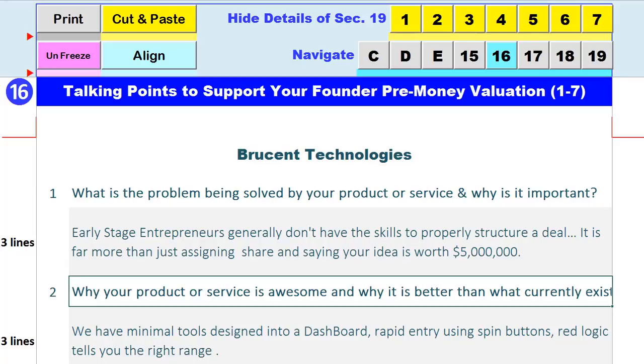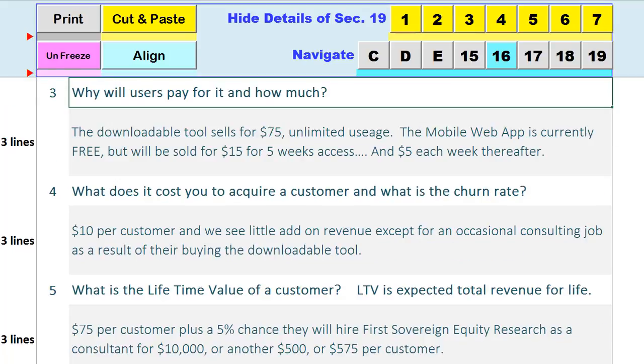Why is your product or service awesome, and why is it better than what currently exists? There's always something out there that's a substitute. There's never a zero competitor situation. So talk about why you're great, why it's going to be terrific, why will users pay for it, and how much. If the service costs $1 million, I've got news for you, there will be very few people that can afford it. If it costs $1, it might very well attract a large audience. So be watchful of how much you're charging and make sure that people will actually pay for it.